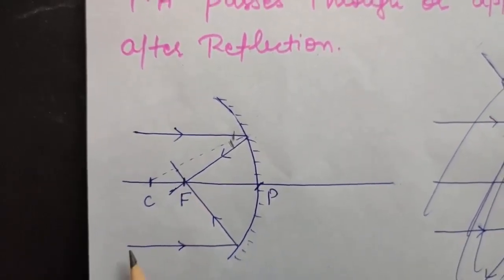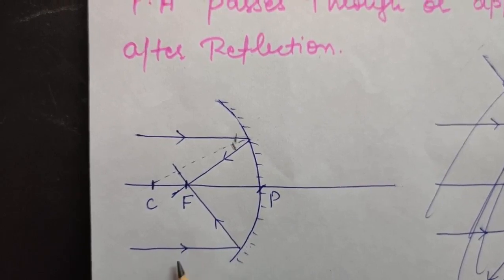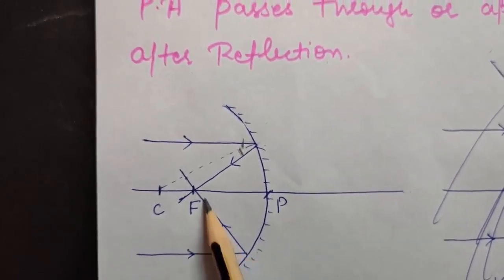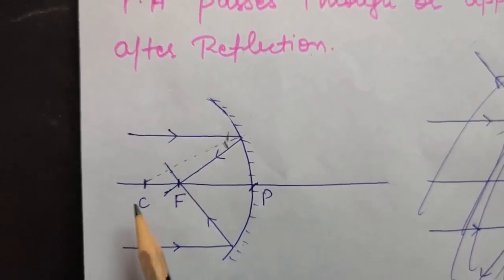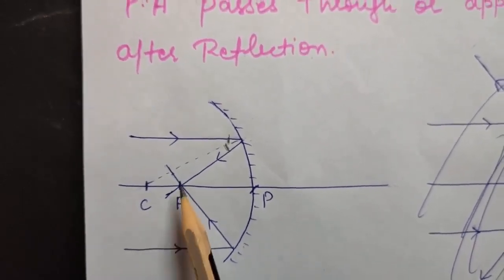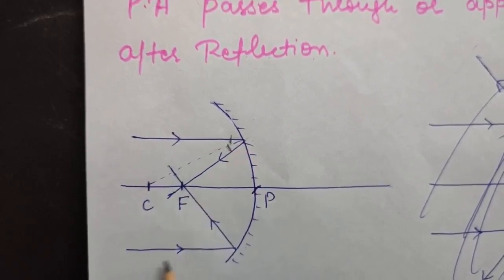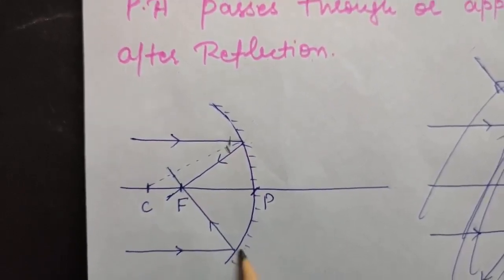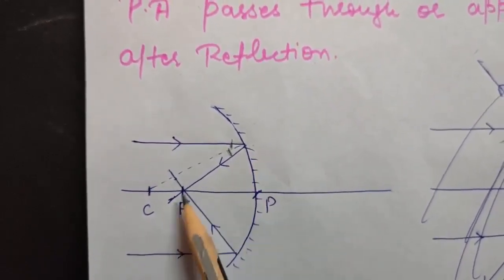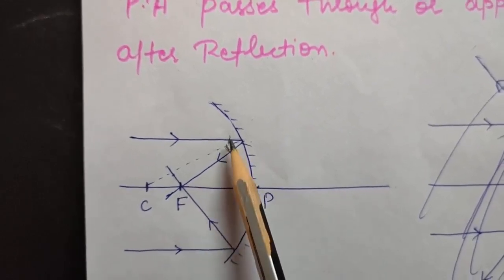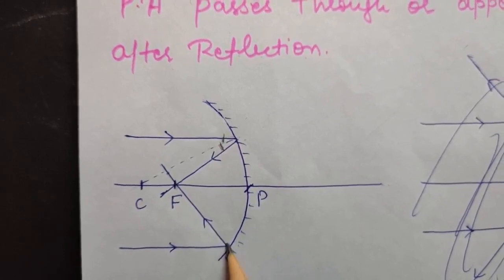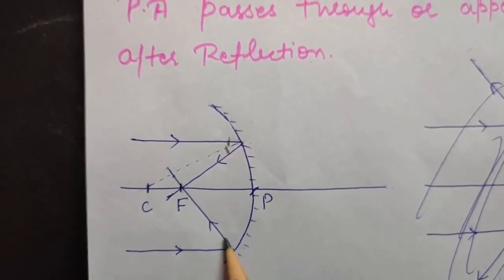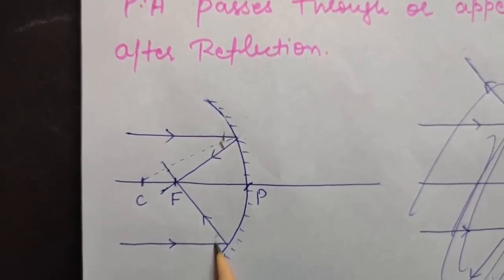Similarly here, this incident ray is parallel to the principal axis. It will also get reflected like this, and it will also pass through the focus. So focus is that point through which the rays incident parallel to the principal axis pass after reflection. In this also, the angle of incidence will be equal to the angle of reflection, and similarly if you draw a perpendicular line here to the mirror, the angle of incidence will be equal to the angle of reflection.